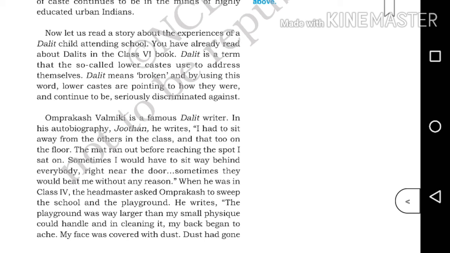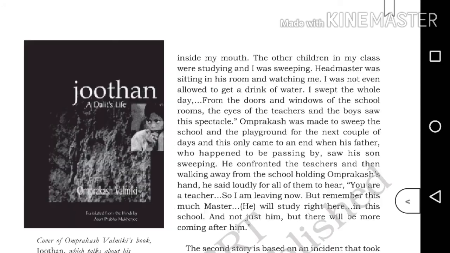When he was in class 4, the headmaster asked Om Prakash to sweep the school and the playground. He writes, "The playground was way larger than my small physique could handle, and in cleaning it, my back began to ache. My face was covered with dust. Dust had gone inside my mouth. The other children in my class were studying, and I was sweeping. The headmaster was sitting in his room and watching me. I was not even allowed to get a drink of water. I swept the whole day, from the doors and windows of the school rooms. The eyes of the teachers and the boys saw this spectacle."